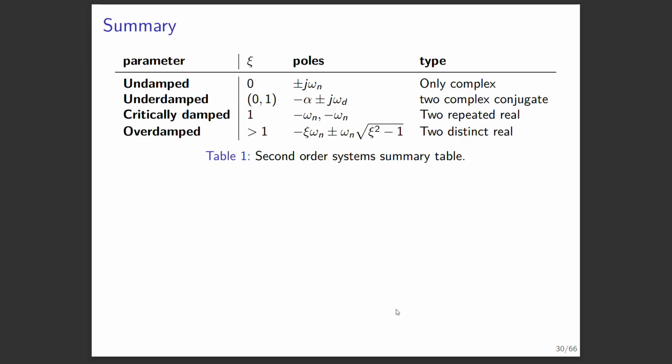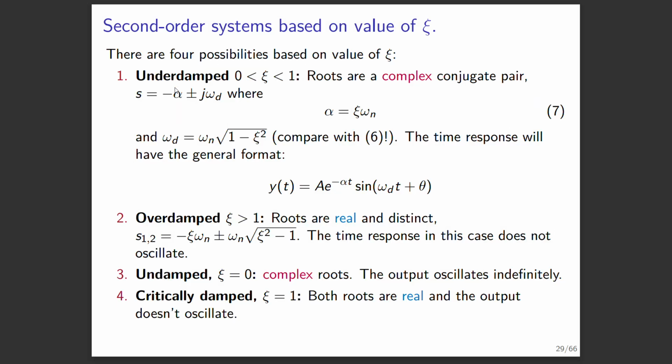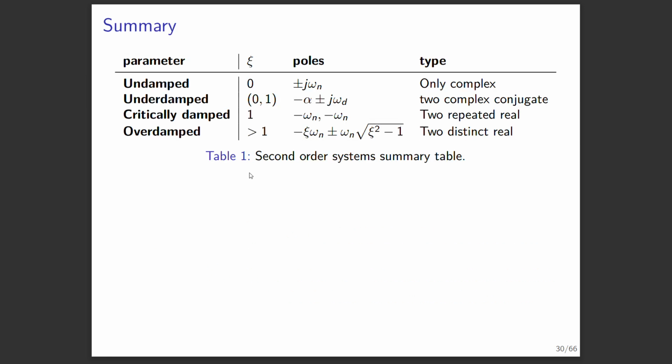Okay, so here, undamped systems. When C is 0, you have 2 poles, both of them imaginary or complex. You only have complex poles. For underdamped, C is between 0 and 1. You have 2 complex conjugate poles, so a pair of complex conjugate numbers.